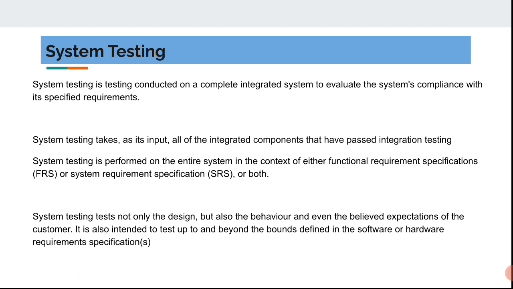System testing not only tests the design, but also the behavior, and even the believed expectations of the customer are tested. So in system testing, we check the whole requirements, whether the system meets the requirements of a customer or not. That is why when the whole system is tested, it is called system testing. Or we can say when the integrated components are tested, we call it system testing. So these are the different levels of software testing.